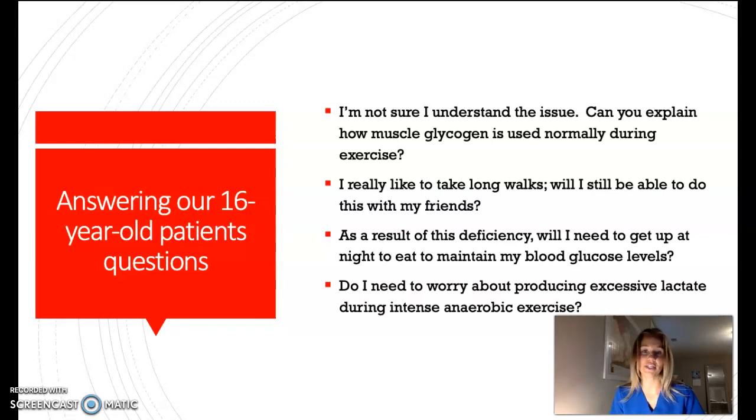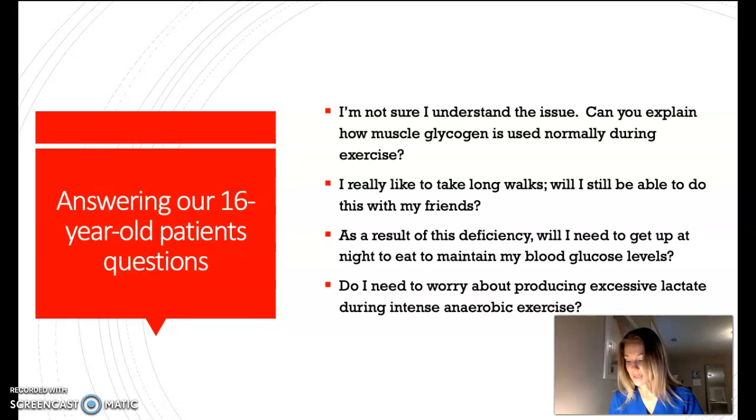My patient's third question is, as a result of this deficiency, will I need to get up at night to eat to maintain my blood glucose levels? I responded by saying, this disease has less of an effect on your blood glucose levels and more of an effect on your body's ability to utilize the glucose it has stored in its muscles. While at rest, the muscles in your body will not be needing high levels of sugar.